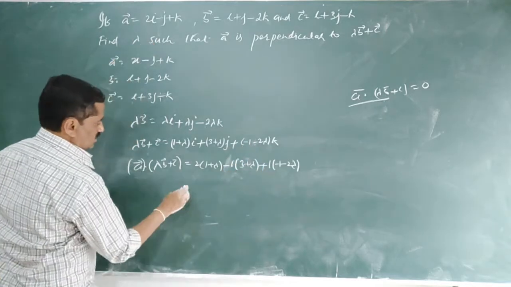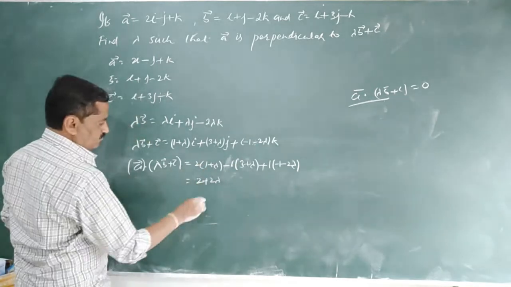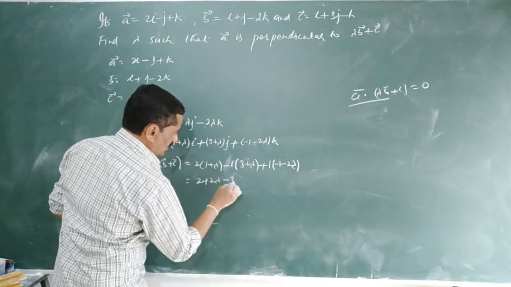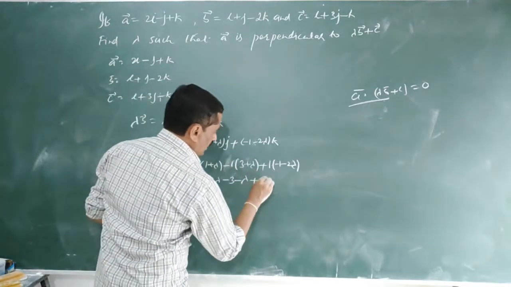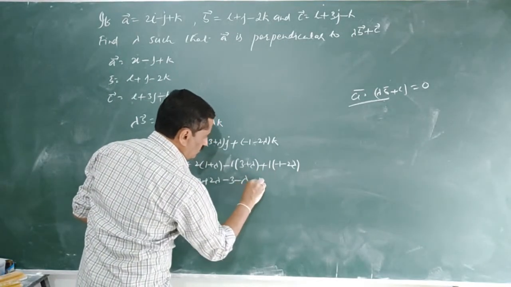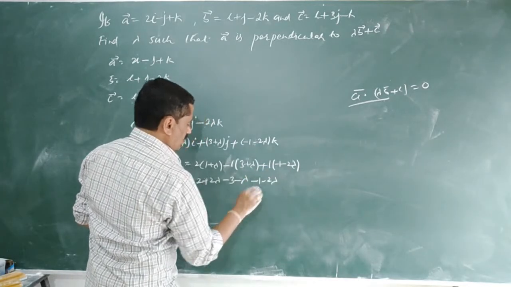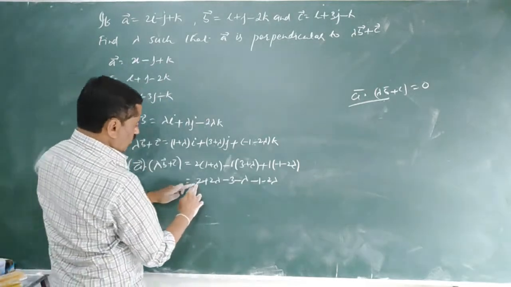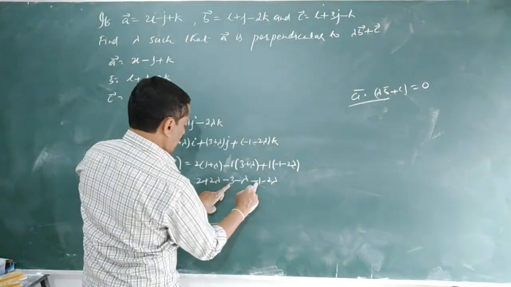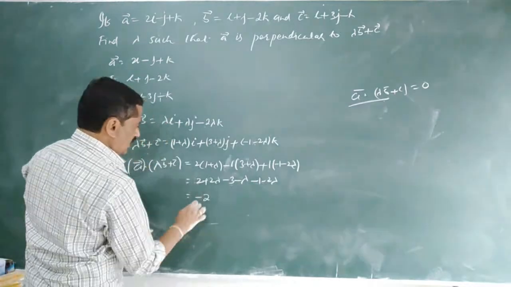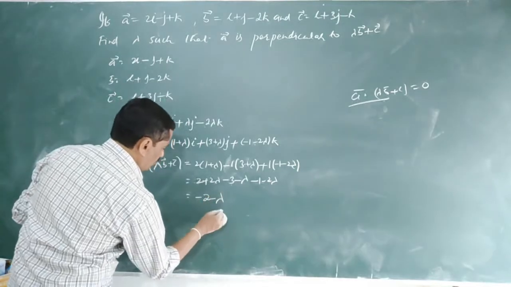lambda. Now simplification, that is equal to 2 into 1, 2, plus 2 into lambda, 2 lambda, again minus 1 into 3, minus 3, again minus 1 into lambda, minus lambda, again plus 1 into minus 1, that is minus 1, again we have 1 into minus 2, that is minus 2 lambda. Therefore that is equal to, here we have 2 minus 3 minus 1 minus 1, minus 1, we have minus 2 minus 2, again 2 lambda plus 2 lambda minus 2 lambda get cancelled, we have minus lambda minus lambda.